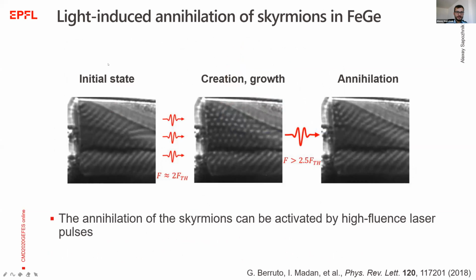Also, one can erase skyrmions by laser light depending on the fluence, as shown in this experiment. If the sample in the initial helical state is illuminated by laser light of moderate fluence, a skyrmion lattice is created, and afterwards, upon illuminating with laser light of a higher fluence exceeding a threshold, the skyrmion lattice is erased. So the sample is in the helical phase with a handful of skyrmions still remaining in the corner.